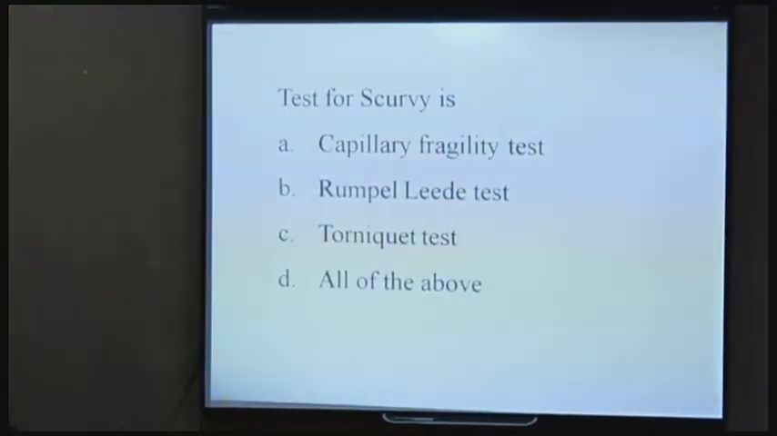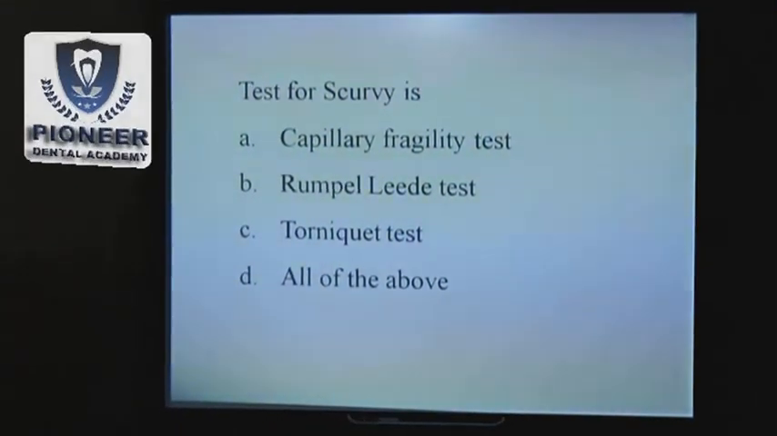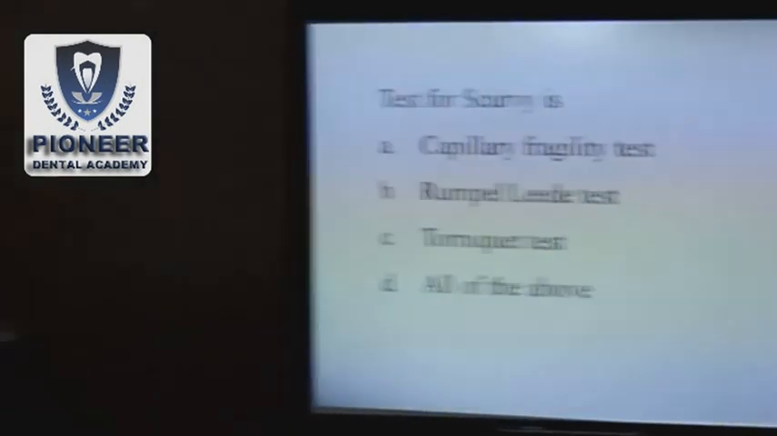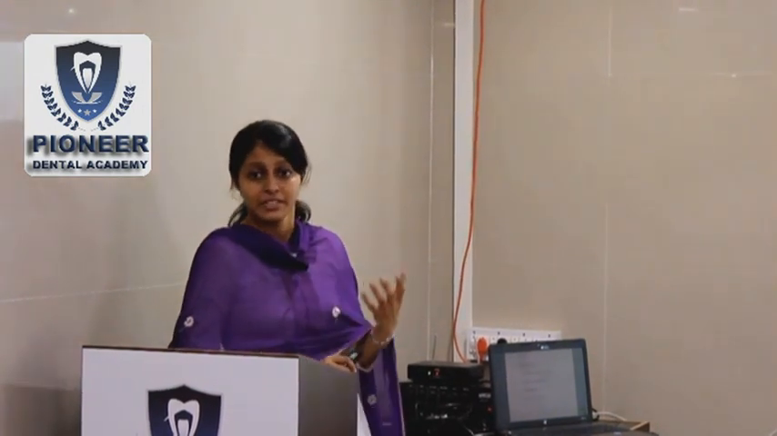Test for scurvy. Which blood test will you do? All of the above. The other name for Rumpel-Leede test is tourniquet test, and these are tests for capillary fragility. In vitamin C deficiency, patients will have capillary fragility. So basically the answer is all of the above. How do they do Rumpel-Leede test? Tie a tourniquet, and they will mark a 2 by 2 centimeter square distal to the antecubital fossa, and they will look for petechiae in the box. More than 10 to 20 petechiae is considered positive for capillary fragility.